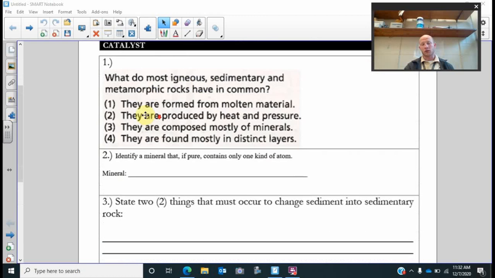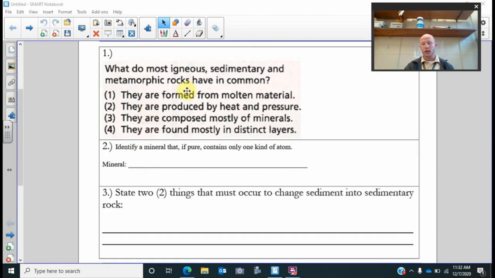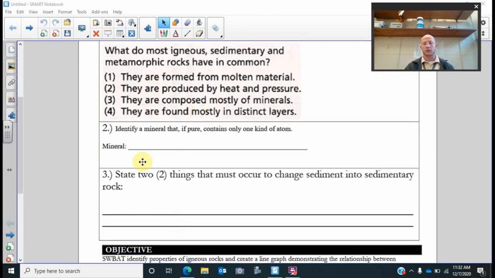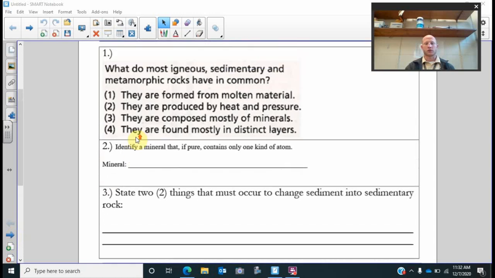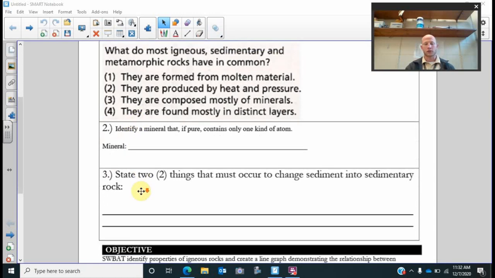So this first part is really just a bell ringer. Number two, I'll just go ahead and give you number two. It's kind of difficult. Identify a mineral that, if pure, contains only one kind of element. What do we call that? Or sorry, one kind of atom. I gave it away. It's an element. So gold is considered a mineral. Aluminum, a mineral. Elements are a mineral. If pure, one kind of atom, right? That's an element. So there's your freebie for this bell ringer.